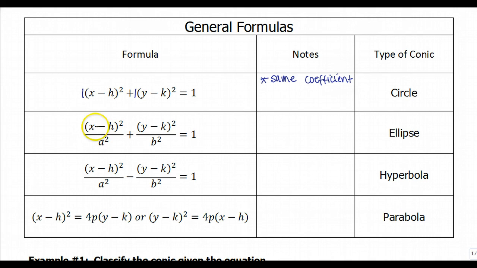Then if I look at an ellipse, see that x minus h and y minus k thing is the same, except for this is 1 over a squared and this is 1 over b squared. So that would make a different coefficient. Spell that right.